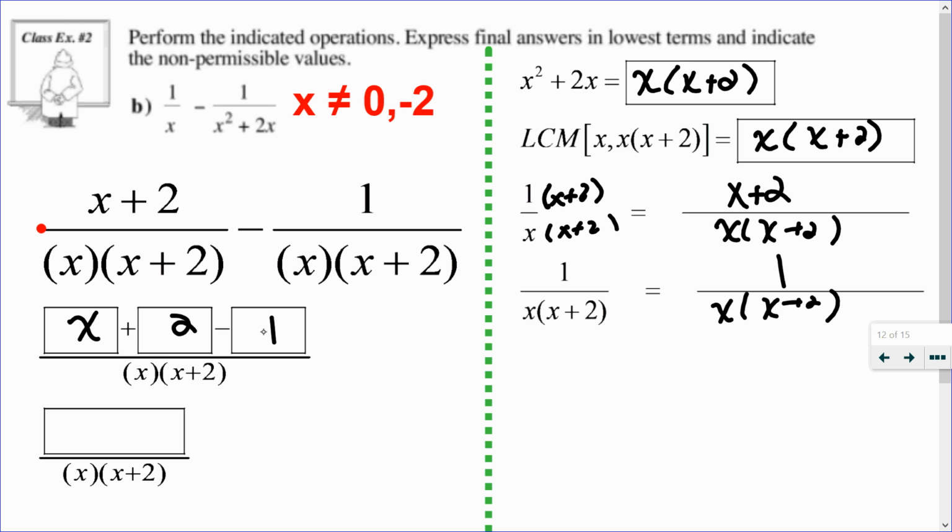So I'm going to keep my denominator the same. Oh, I'm subtracting, not adding, my mistake. And subtract the numerators. So x plus 2 take away 1. Well, 2 take away 1 is 1. So my final fraction will be x plus 1 over x times x plus 2. Nothing to simplify further.